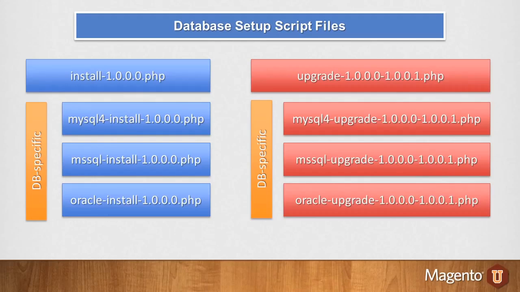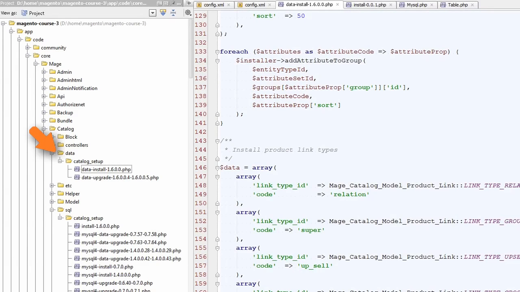One more word of recommendation: don't place code that adds new data into the database in the install or upgrade scripts. Keep that code separate in data install or data upgrade files. They were designed for this purpose. Take a look at the data folder of the catalog module as an example. This folder contains two files with data to be added to the database.